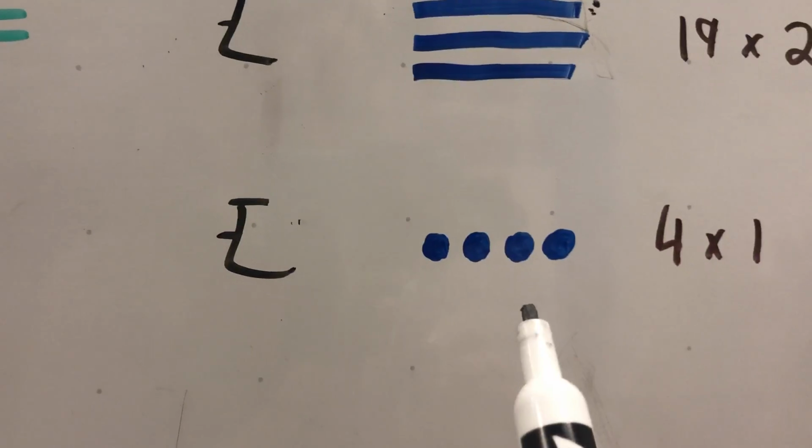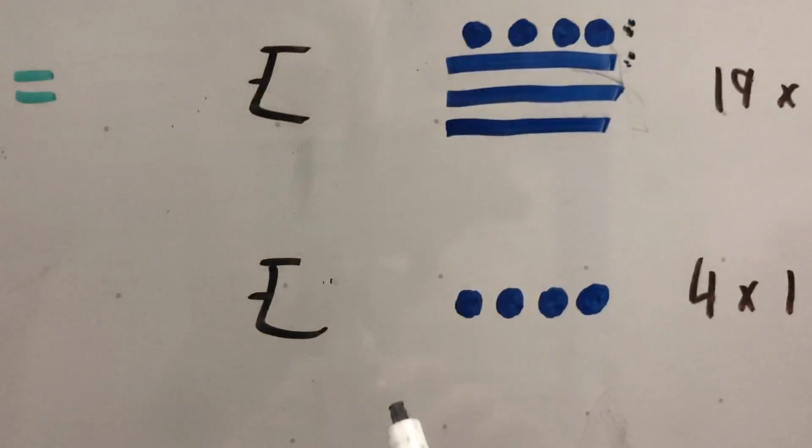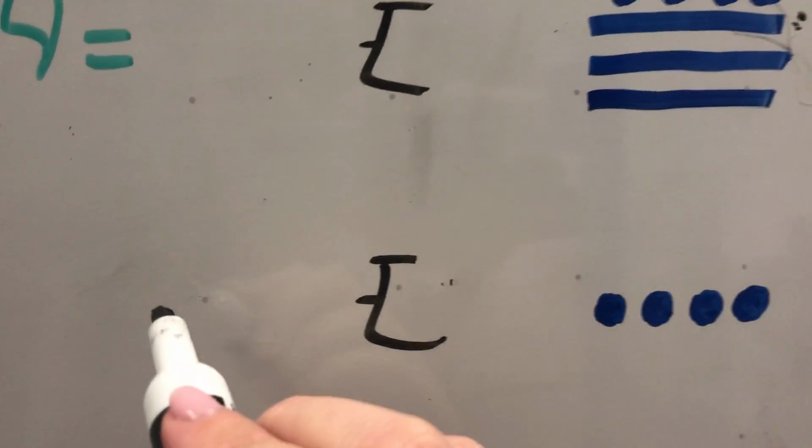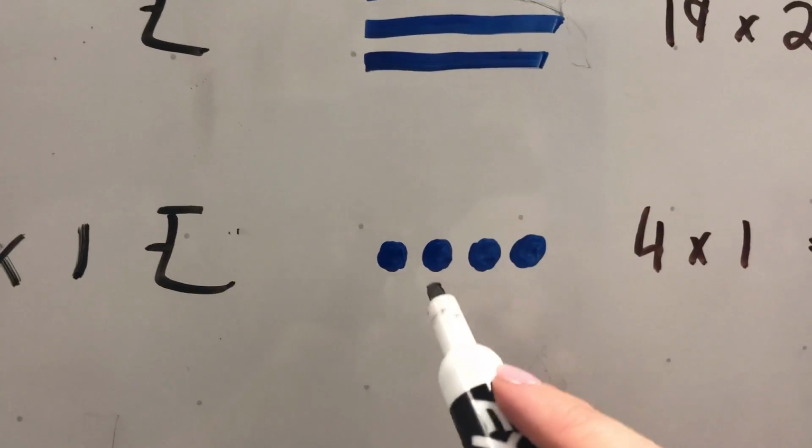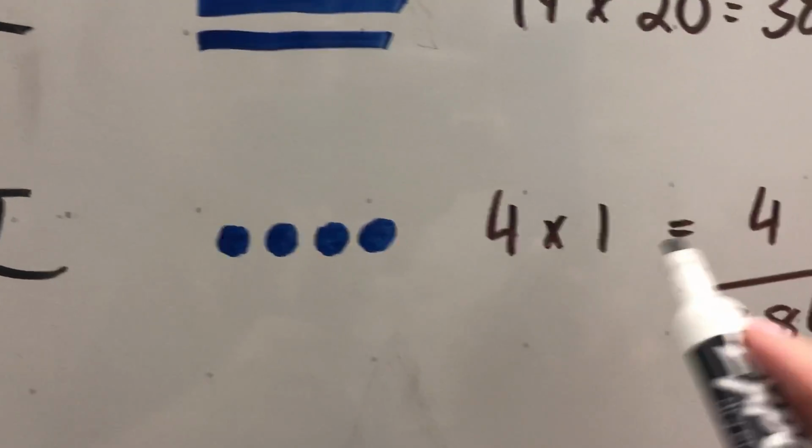So we're first going to look at our ones level. Always start from the bottom to the top. So looking at our ones, we're multiplying this level by 1. So we've got 1, 2, 3, 4. 4 times 1 equals 4.